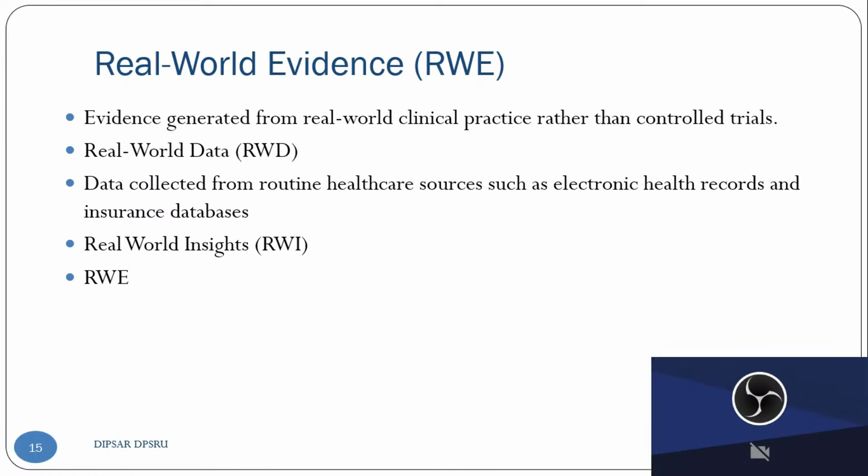Many of you might have heard that nowadays everyone is talking about RWE, that is real world evidence. There are three terms, right? RWD, RWE, RWI. Can anyone differentiate between these three? RWE is real world evidence, RWI is real world insight, and RWD is real world data. So what is the difference between these three? You can see on the screen.